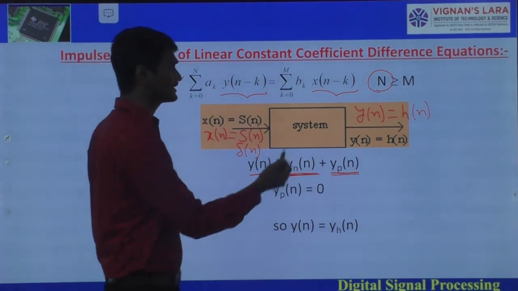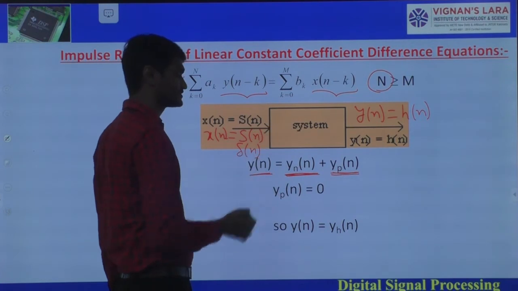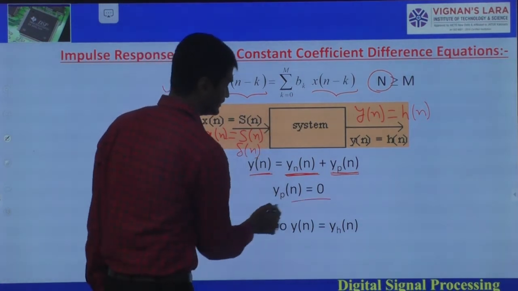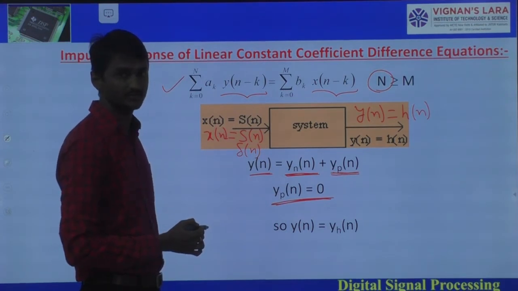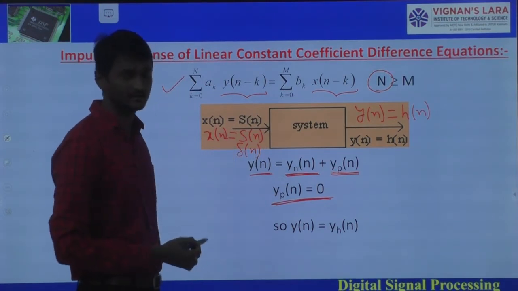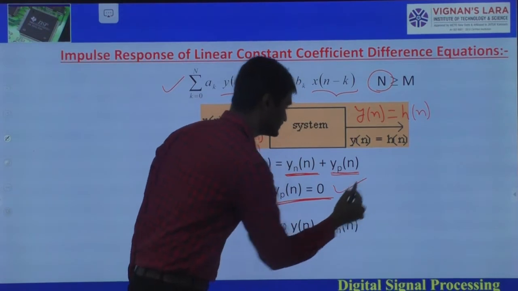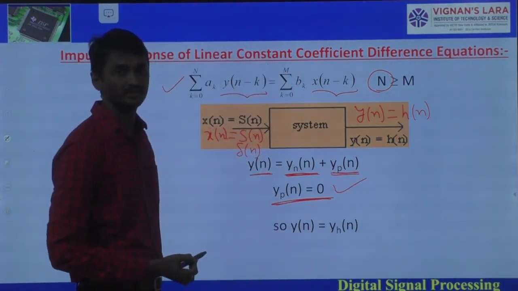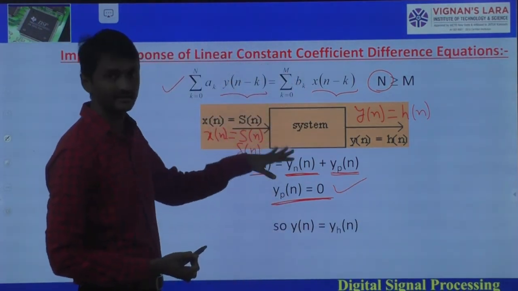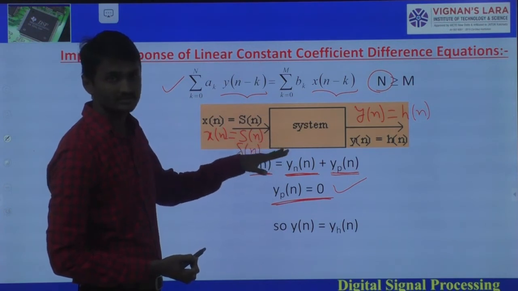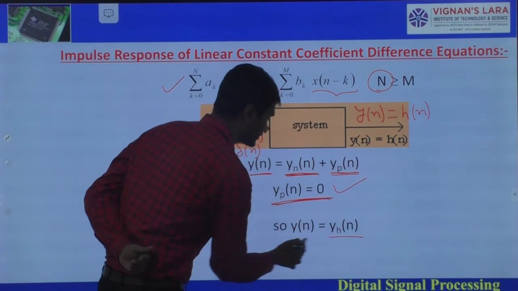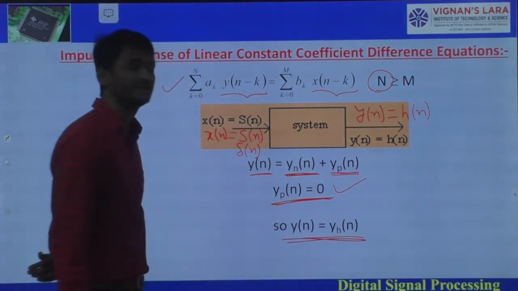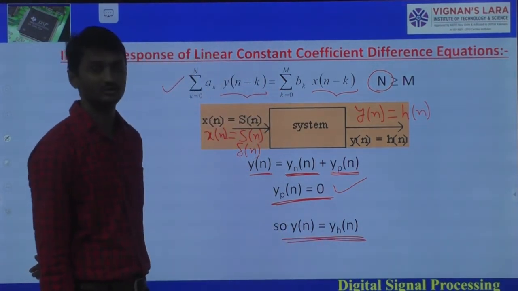While calculating the impulse response of this system, the input is an impulse, that is, x of n is equal to delta of n. The particular solution will be 0 while calculating the impulse response of the LCCDE. So the total response is nothing but y_h of n, the homogeneous solution or natural response.